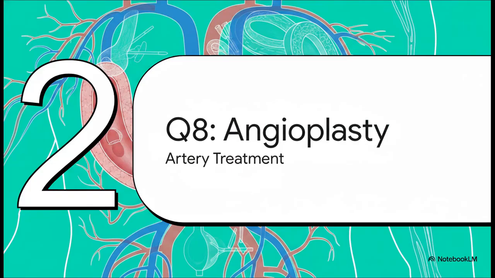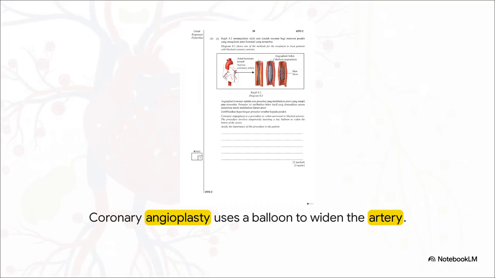All right, moving on to Section 2. Exam Question 8, Balloon Angioplasty. You hear about coronary angioplasty a lot when people talk about cardiovascular disease, right? Well, here's how it actually works. Your coronary artery is the VIP blood vessel responsible for supplying oxygenated blood directly to your heart muscles. But when it gets choked up with plaque, flow is severely restricted.